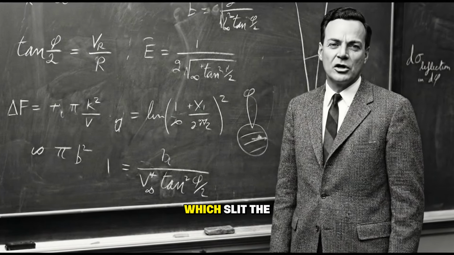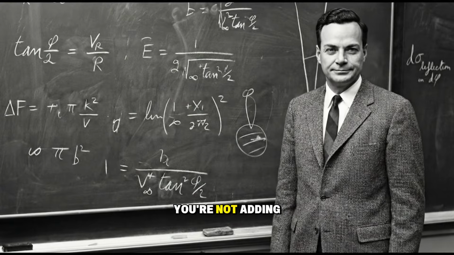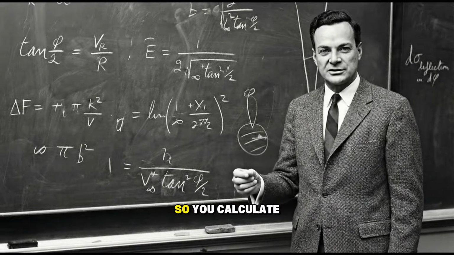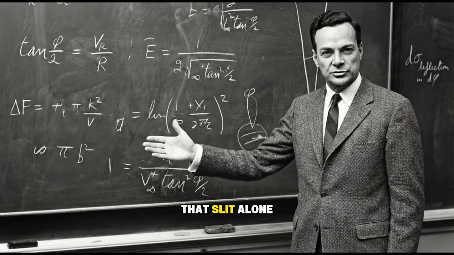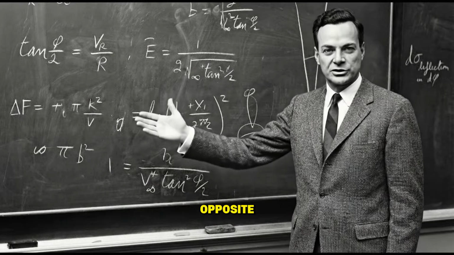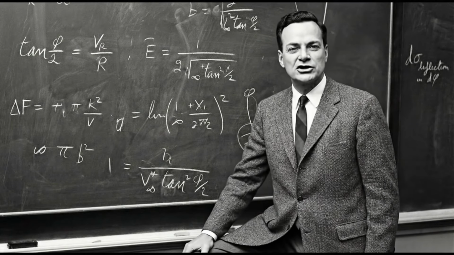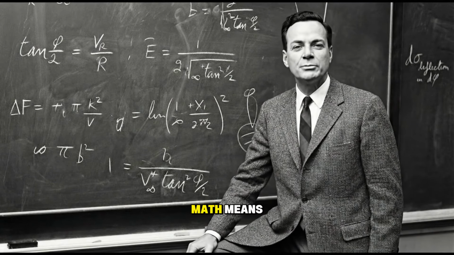But when you detect which slit the electron went through, you're not adding arrows anymore. Now you know it went through one specific slit, so you calculate the probability for that slit alone. No arrows pointing opposite, no cancellation, no interference. The math is simple. What's hard is accepting what the math means.